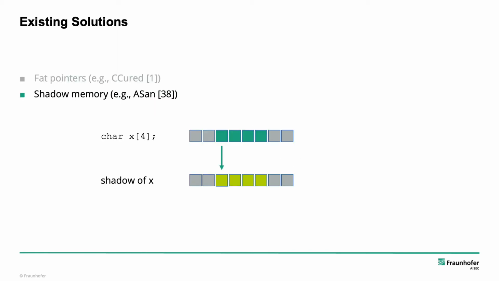Another family of solutions uses shadow memory. For example, the address sanitizer is one of the most widely deployed memory solutions out there. Each byte in the memory of the program is shadowed in a different memory region for storing metadata. Each access to the normal memory is checked against the metadata in its corresponding shadow memory. However, this technique usually doubles the memory of the program, or even more.